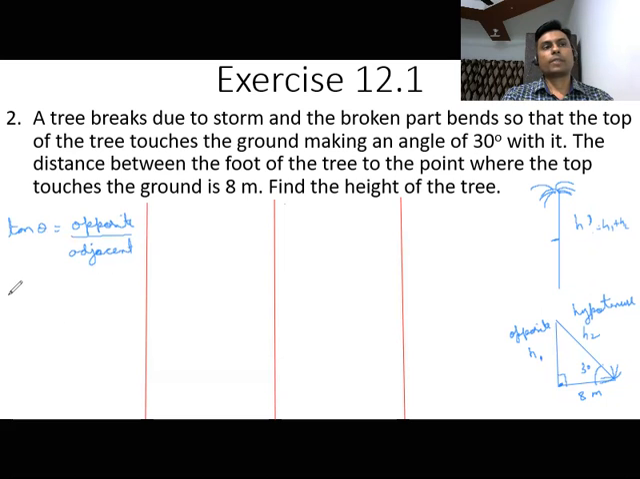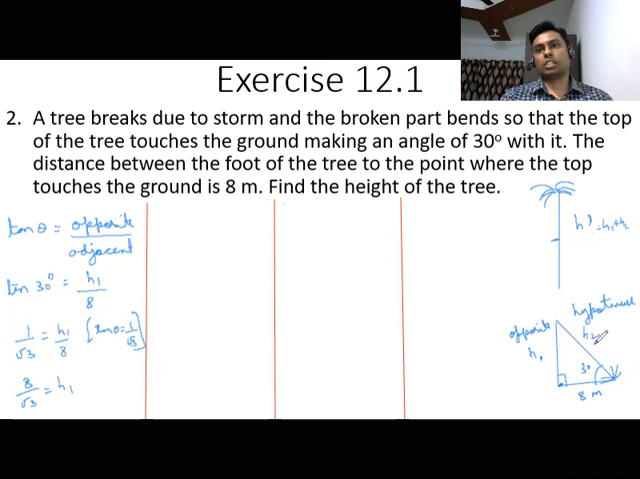So I can use this tan of 30 degrees. So tan 30 degrees is equal to opposite, I'll call it as h1, divided by adjacent. Adjacent is 8 meters. Tan 30 is 1 by root 3. So 1 by root 3 is equal to h1 by 8. How? Tan 30 is 1 by root 3. So now take 8 on top. 8 by root 3 is h1. So I got h1. h1 is 8 by root 3.